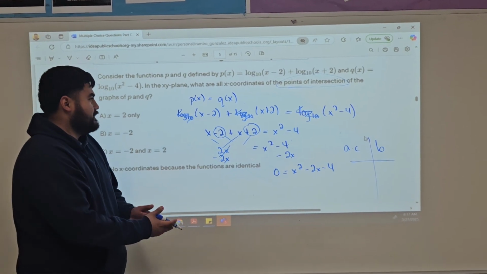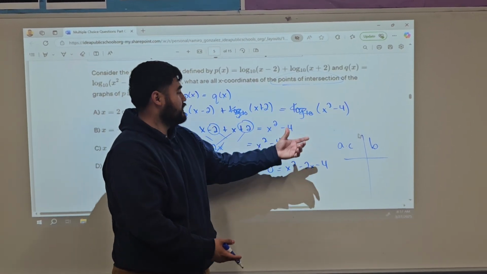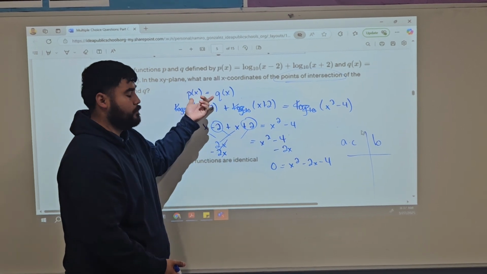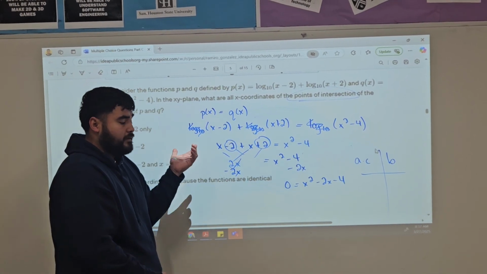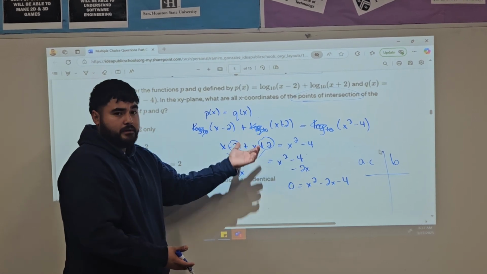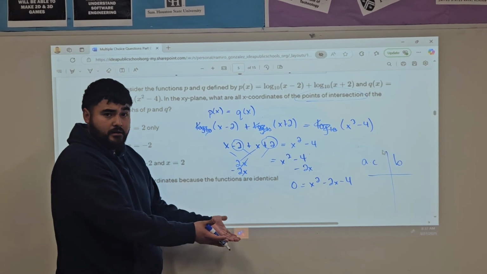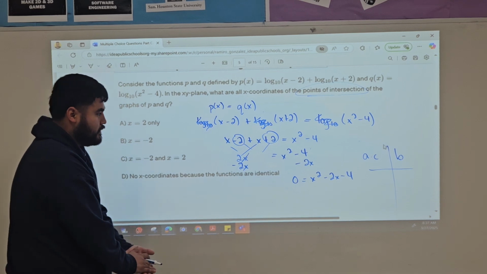I just want you to realize that if you're dealing with a point of intersection, you set up the logs equal to each other, both functions equal to each other. If a log is both on the right and the left with the same base, just get rid of it and just solve for it algebraically. Cool? Cool.